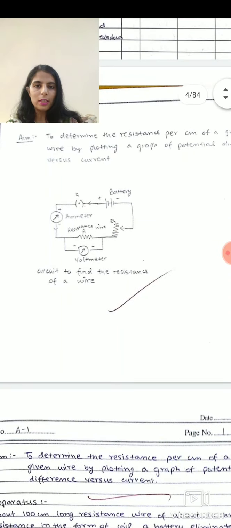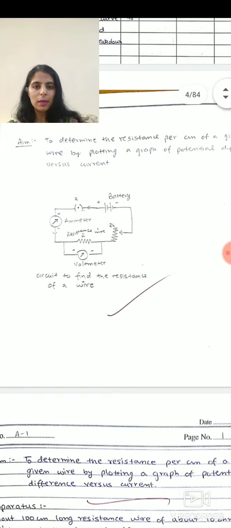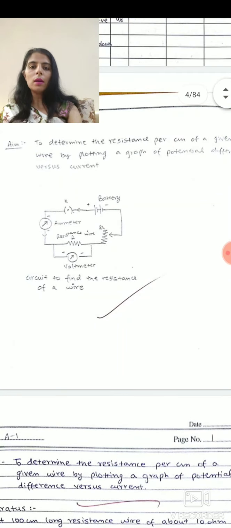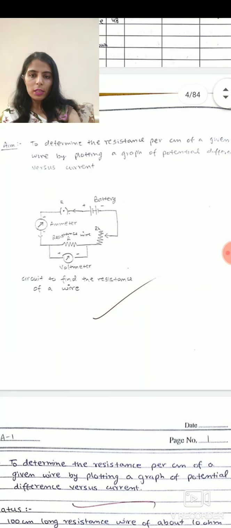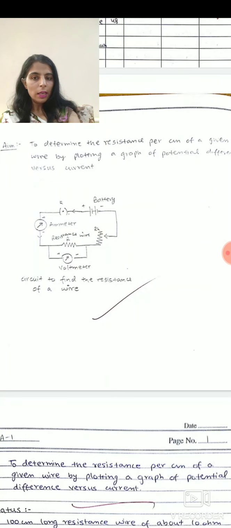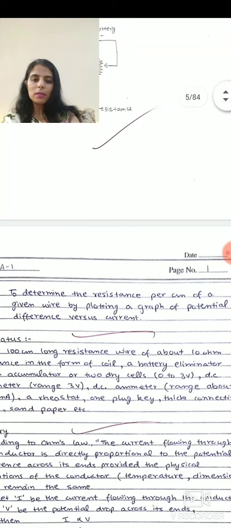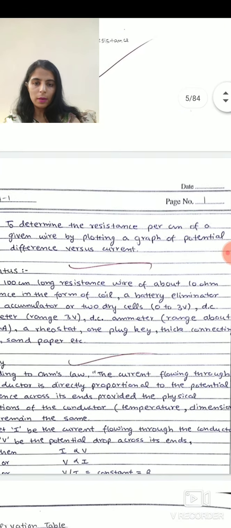According to the related experiment, the experiment written here is to determine the resistance per centimeter of a given wire by plotting a graph of potential difference versus current. The name of this experiment is changed now. So you have to write the new name, and that is to determine the resistivity of 2 or 3 wires by plotting a graph for potential difference versus current. After drawing the circuit diagram, come to the right hand side, that is the ruled page of the practical file.